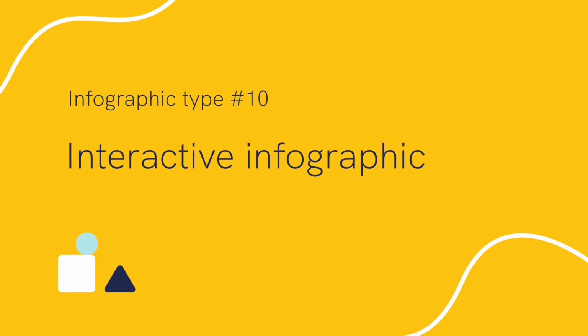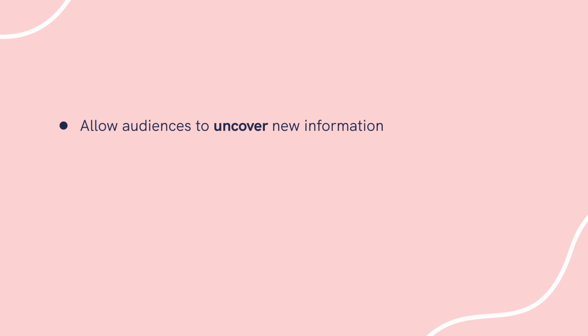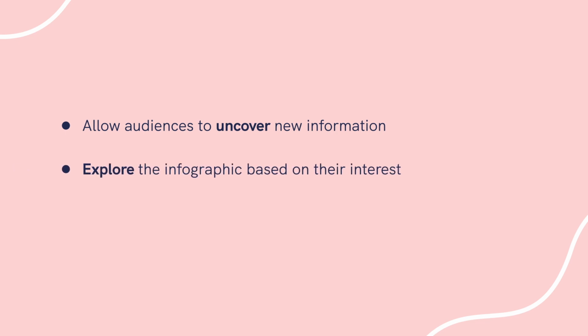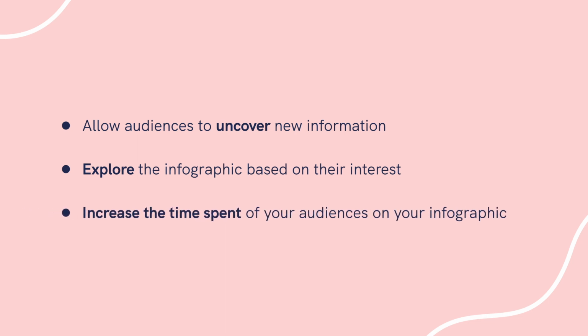Infographic type 10. Interactive infographic. Last but definitely not the least, an interactive infographic combines traditional infographic design, motion, and interactive elements. This infographic style is often used in data visualization and content that employs gamification. Use interactive infographics to allow audiences to uncover new information, explore the infographic based on their interest, increase the time spent of your audience on your infographic.